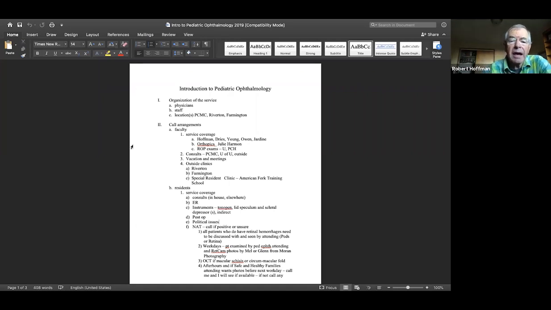We have three different locations, one of which you're responsible to cover as far as on-call and consults. When you are on the service with us, you may be sent to Riverton or Farmington for clinic. Again, you'll learn about that at the time in terms of getting directions. But you definitely do not need to go to any other hospitals other than University Hospital and Primary to see children, infants, or neonates.